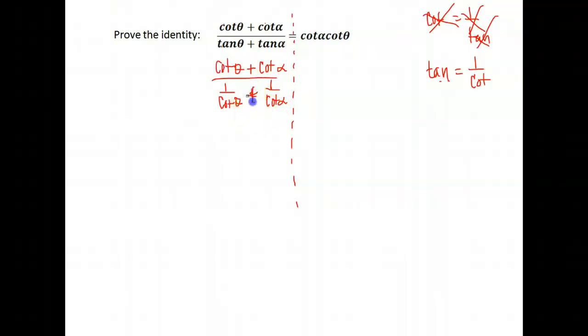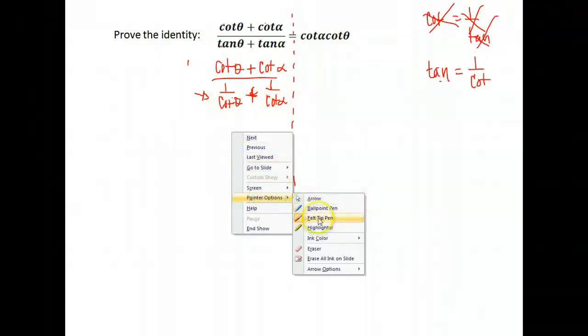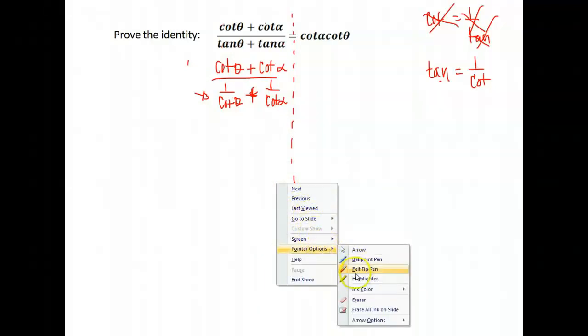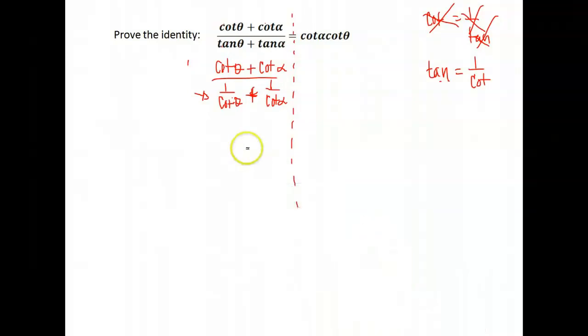Well, if this were just an algebra problem, I notice I have a fraction within a fraction, and down here I have two fractions that need to be combined. I would have to get a common denominator. That common denominator would have to include both a cotangent theta and a cotangent alpha. So I'm going to create a common denominator by using multiplication. That's what we do, right? Okay, so here we go.